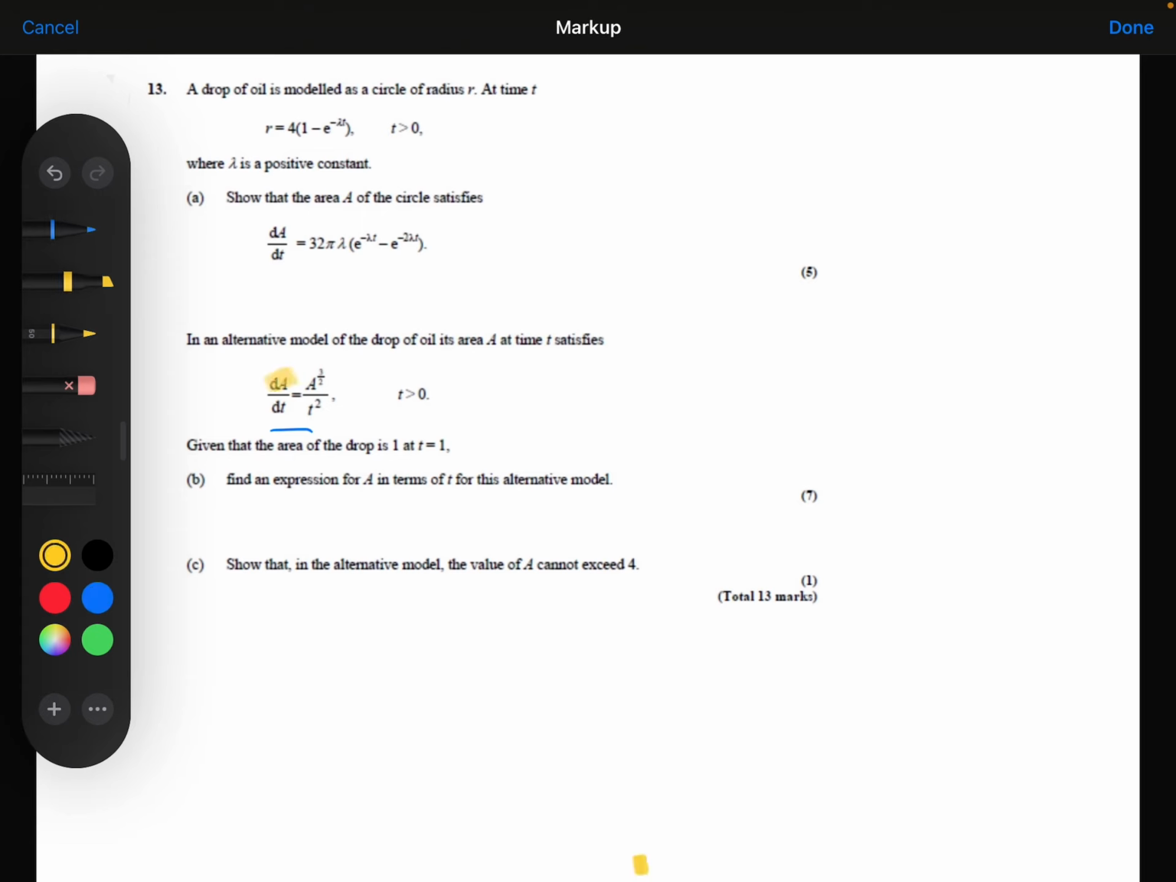So I want the A's on the left-hand side. So I'm going to take this A term here and divide on the left-hand side. So I'd get 1 over A to the power of 3 over 2 dA. So those are all of my A terms on the left-hand side. I'm then going to take the t terms and have them on the right-hand side. So this is going to come over here, and the t squared on the denominator will stay exactly where it is.